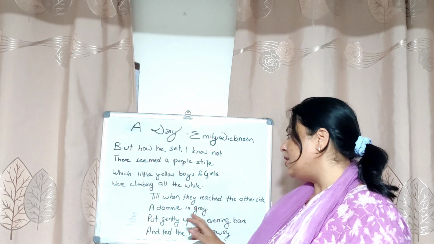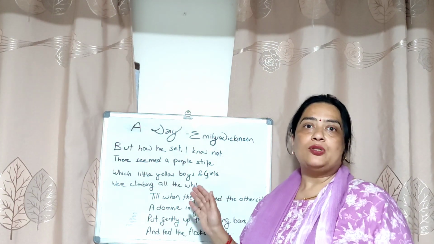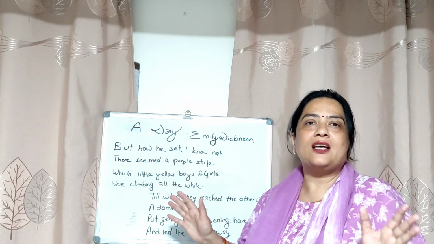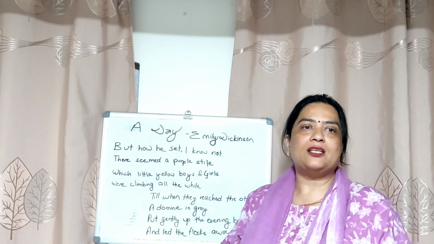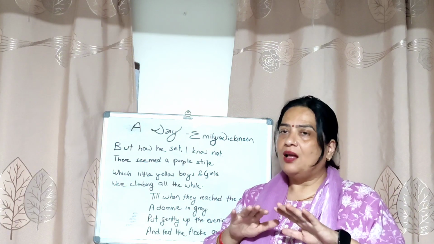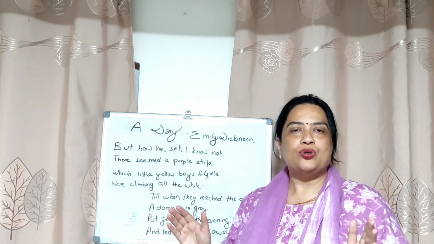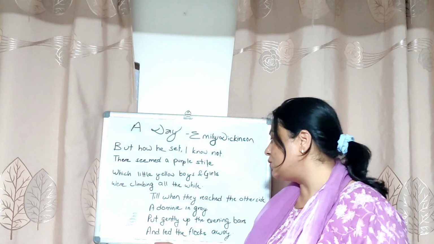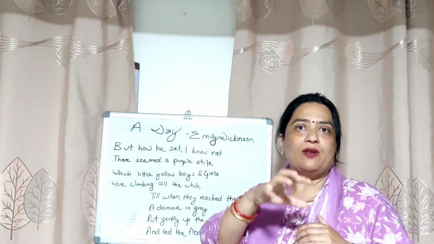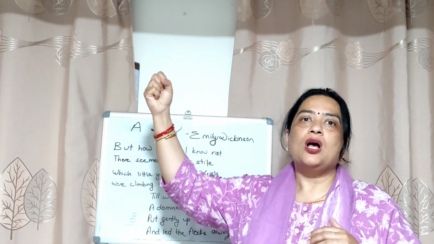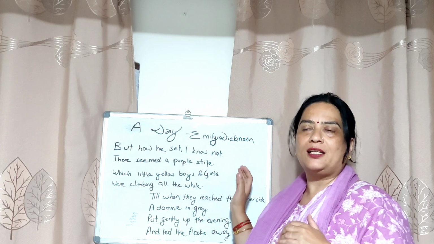A dominie in gray, but gently up the evening bar. Gently up the evening bar. Nothing is clear; everything is unclear. What happens, where the person goes? After the sunset, every activity turns inactive. Nothing is in motion, so it seems a very gloomy kind of atmosphere, and let the flocks away. A dominie in gray will come and take human beings to another journey. So in the second stanza, the writer has created a life-after-death scenario.